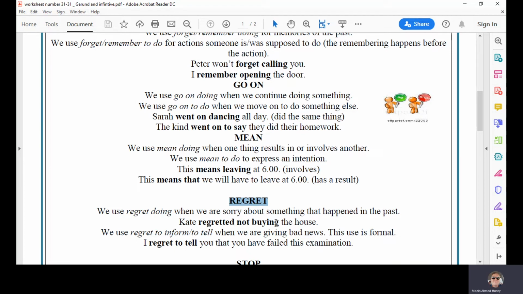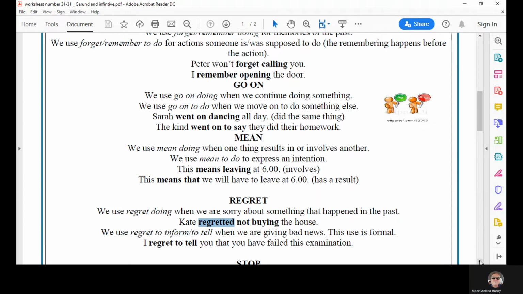Okay, Kate regretted not buying the house. So she did not buy it and she regrets doing this. We use regret to inform or to tell when we are giving bad news. This is formal. I regret to tell you that you have failed this examination. They are completely different, and you must take care when using these verbs.